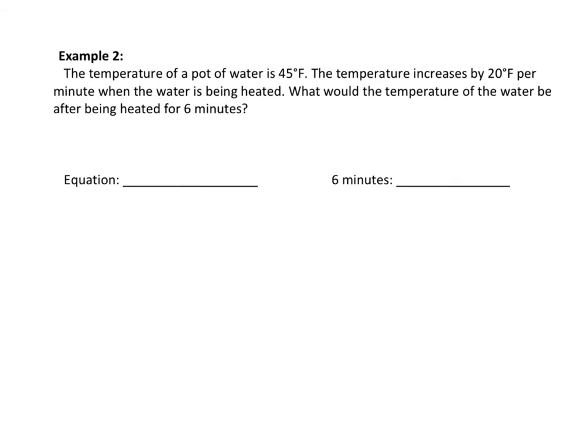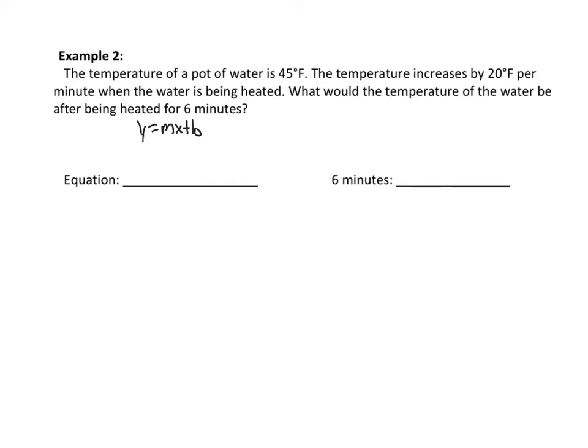Here's our second example. It says the temperature of a pot of water is 45 degrees Fahrenheit. The temperature increases by 20 degrees Fahrenheit per minute when the water is being heated. What would the temperature of water be after being heated for 6 minutes? So there's two things we need to do first. We need to find the equation, and we need to answer the question. I would definitely find the equation first because it will make finding the answer so much easier. So we're going to use the same form for our equation, y equals mx plus b.